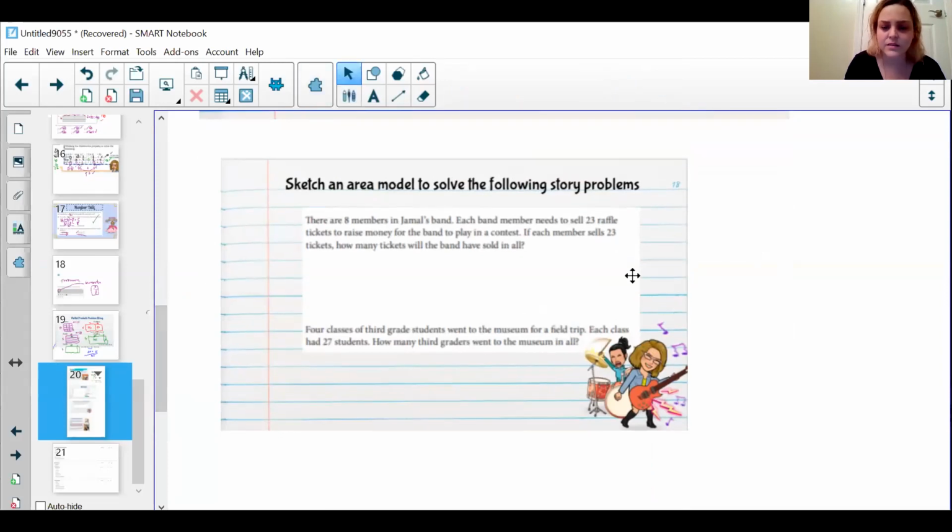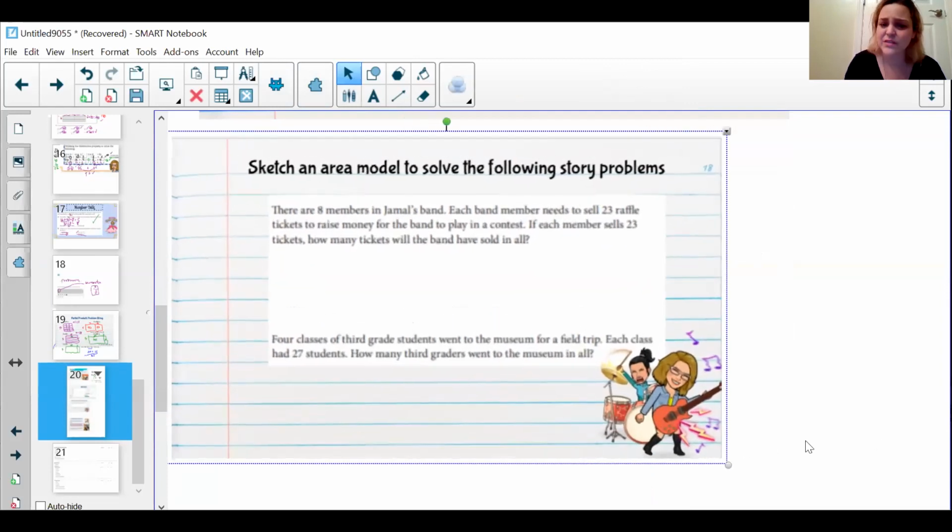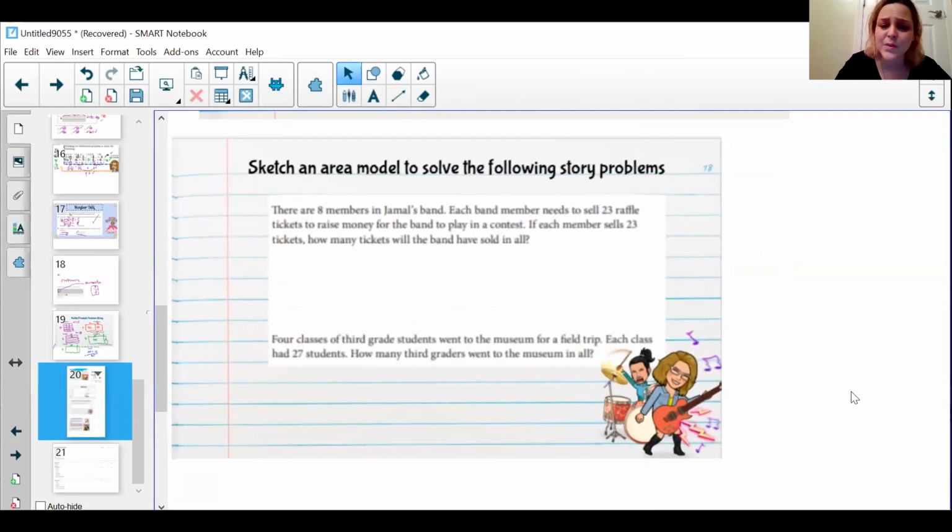And let's do it. So you might have noticed, you might have said to yourself, well, it's asking us how many tickets they sold in all. And we have 2 factors that we're working with. We have 8 band members, and they each sold 23 raffle tickets. You might have thought to yourself, well, they each sold 23, so that must mean that there's a multiplication equation in there. And you're right, there is a multiplication equation.